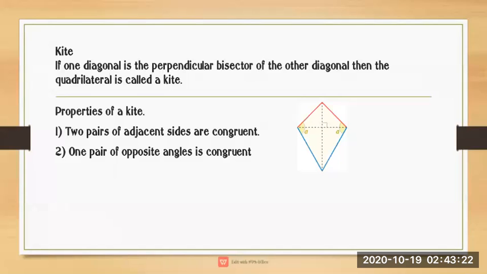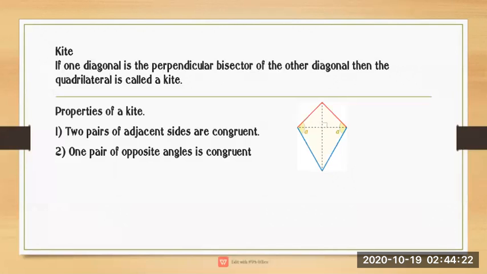Now in a kite there are only two properties. First, two pairs of adjacent sides are congruent, and one pair of opposite angles is congruent. Now what is a kite? If one diagonal is the perpendicular bisector of the other diagonal, then that quadrilateral is called a kite. And there are two properties. The first property is two pairs of adjacent sides are congruent, and one pair of opposite angles is congruent.